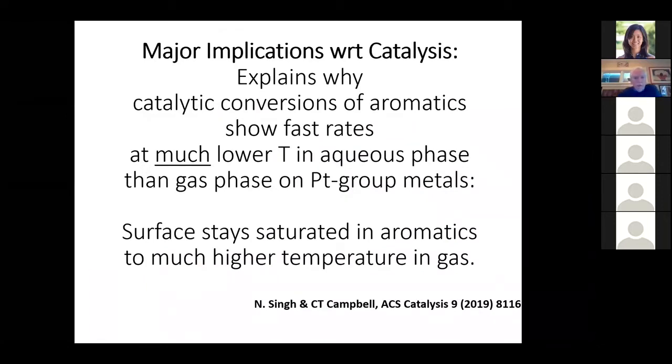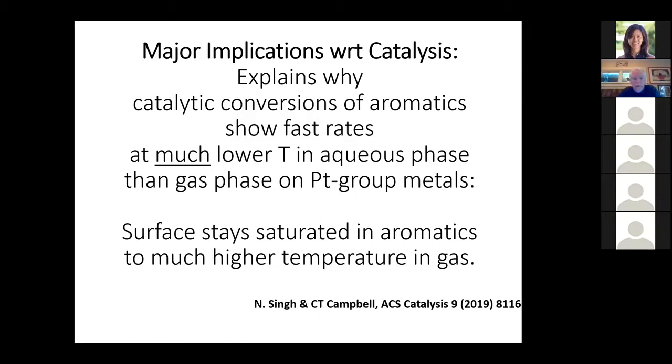This has major implications with respect to catalysis. In starting to understand this, one of the things that I had a hard time understanding is how one can do aqueous phase reactions on platinum and rhodium and palladium at room temperature with these organic aromatic molecules, because I knew that they should just be plugging up the surface if they had anything like the heat of adsorption that we measure in the gas phase.